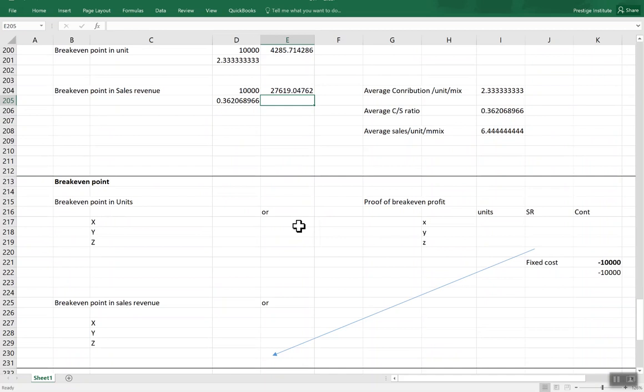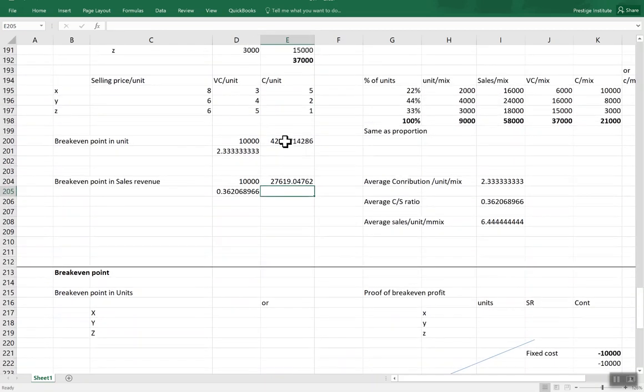Okay, let's actually prove whether 4,285 units or 27,619 in revenue gives us no profit or no loss. You don't have to prove it, but proving will boost your confidence.